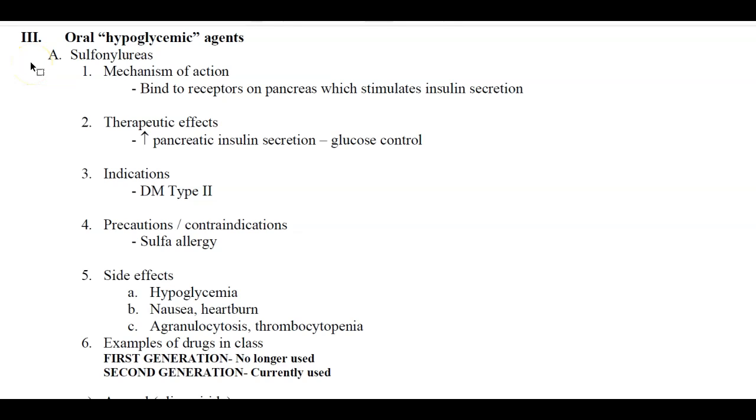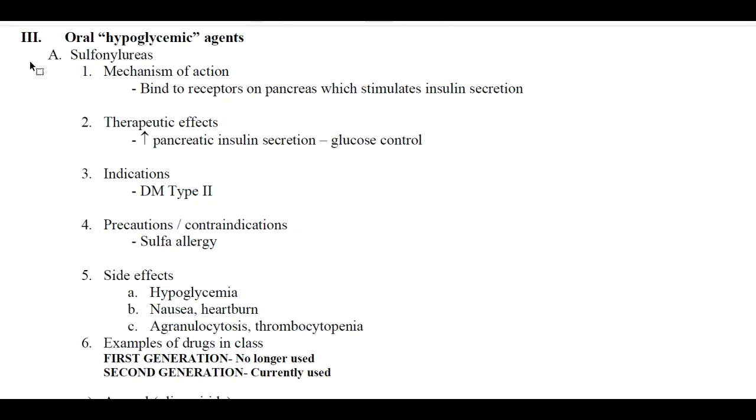Oral hypoglycemic agents are basically medications to help lower the blood sugar level. So these are used mainly for diabetes. What you have to remember when it comes to the oral hypoglycemic agents is that the patient needs to have function of their pancreas, so it cannot be completely shut down.